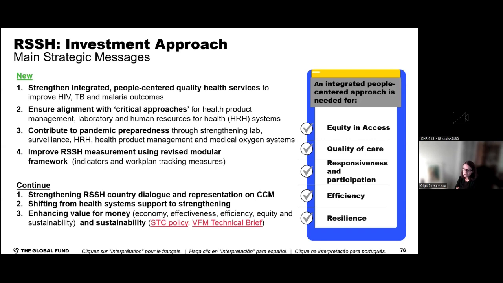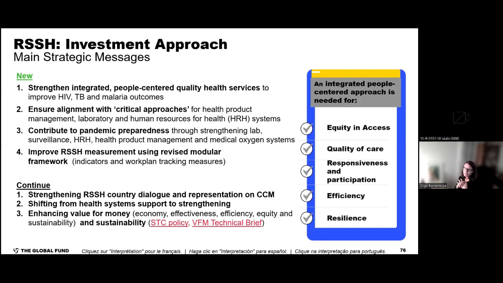We want to continue, and this is really very much pushed by the TRP, a shift from short-term, very input-based health system support where you're really filling gaps to starting to think more about long-term health system strengthening. What do we need to do in 3 years? Where do we want to be in 6 years? Where do we want to be in 9 years? And trying to conceptualize your RSSH within this longer time frame so that it's less fragmented and short-term.